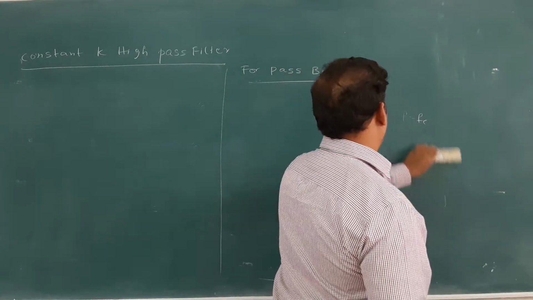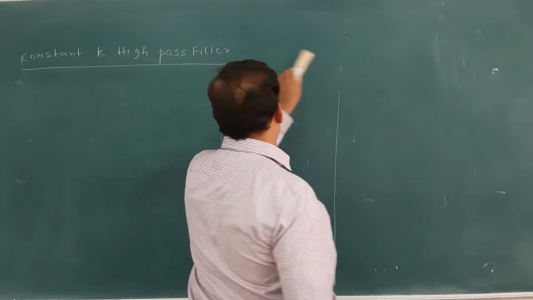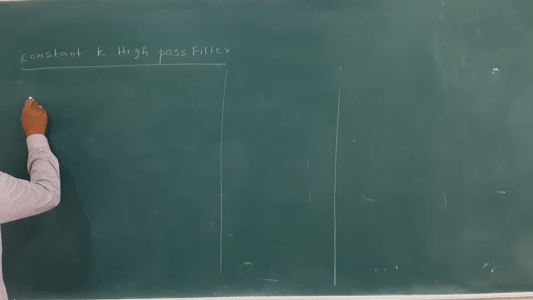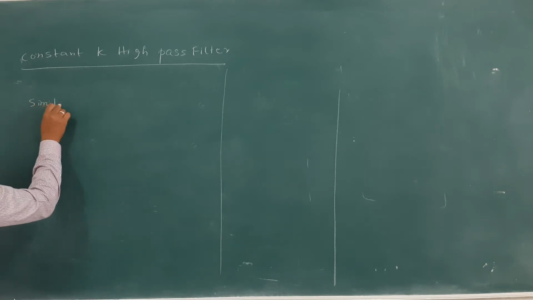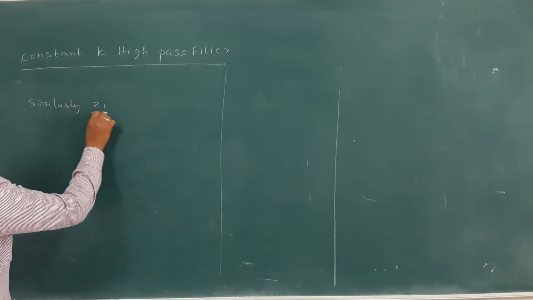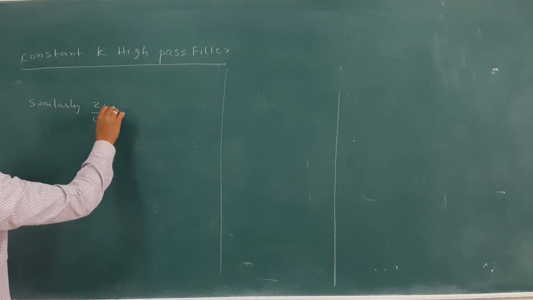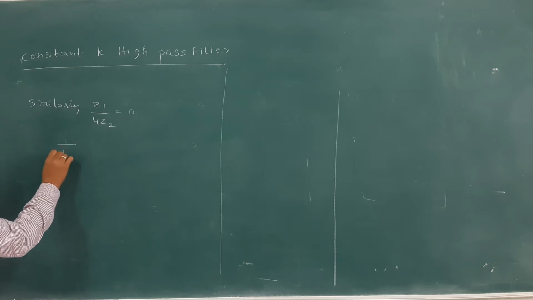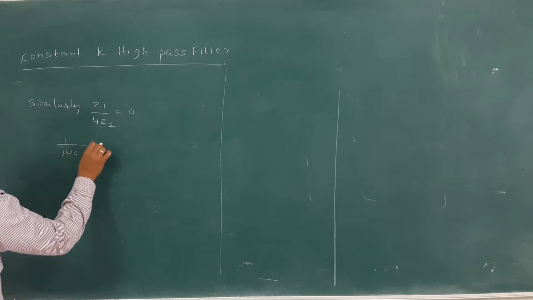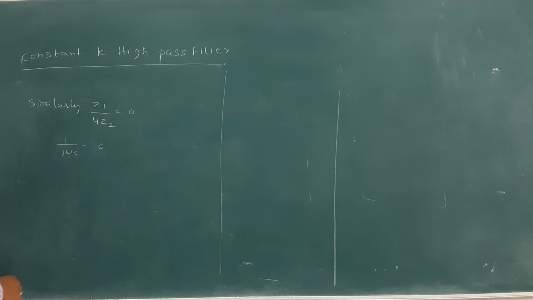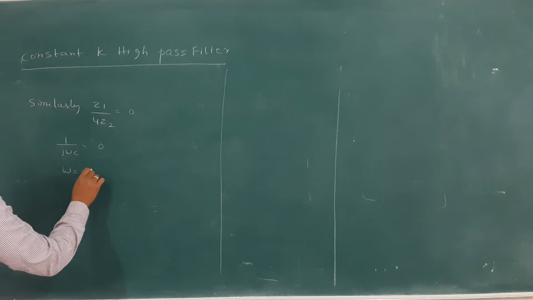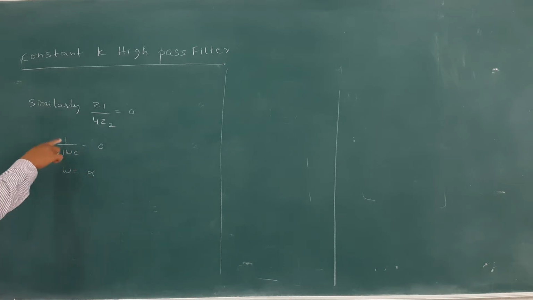Okay, if z1 by 4 z2 is equal to 0, then since z1 is 1 by j omega c, 1 by j omega c is equal to 0. Then what happens is omega is equal to infinity, because 1 by omega is equal to 0 when 1 by infinity is equal to 0. So, omega is equal to infinity.